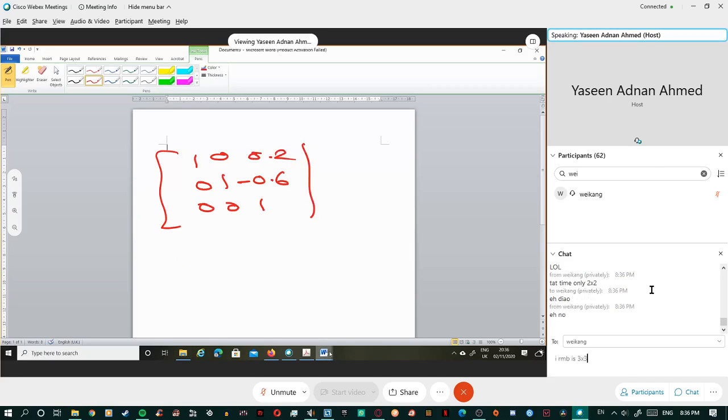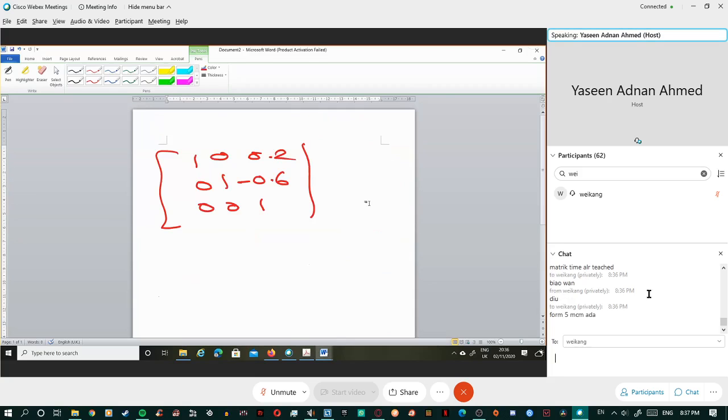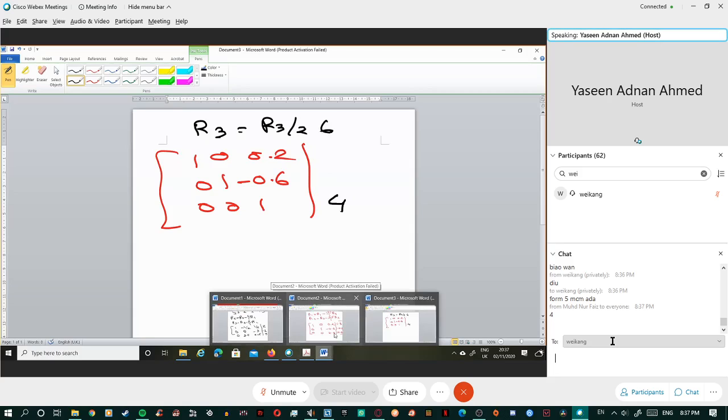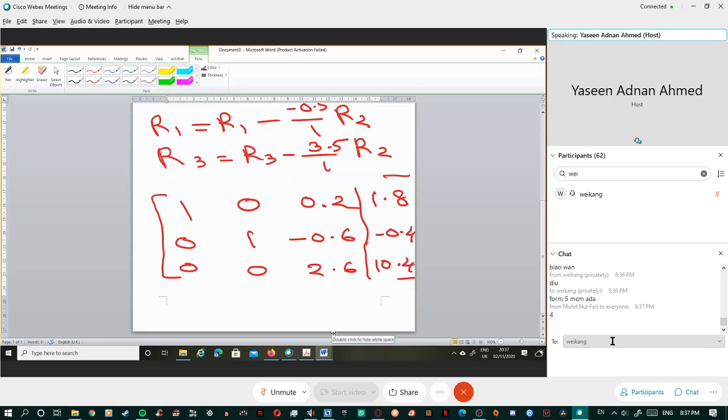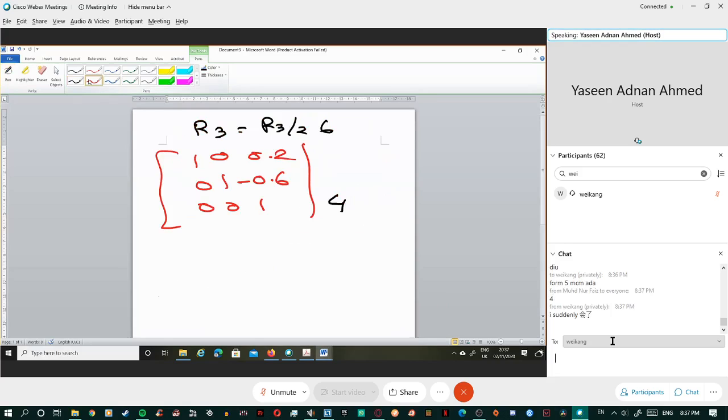It means if you divide it by 2.6, so 10.4 divided by 2.6 should be 4. Right, so this should be 4 here. I haven't written this one. It means R3 will be R3 divided by 2.6. Yeah, 4. And these values are minus 1.8 and minus 0.4. So in this case, this is 1.8 and minus 0.4.